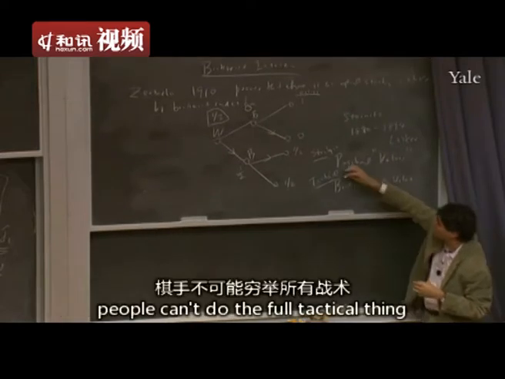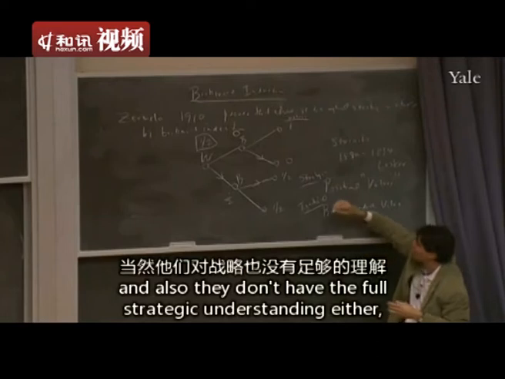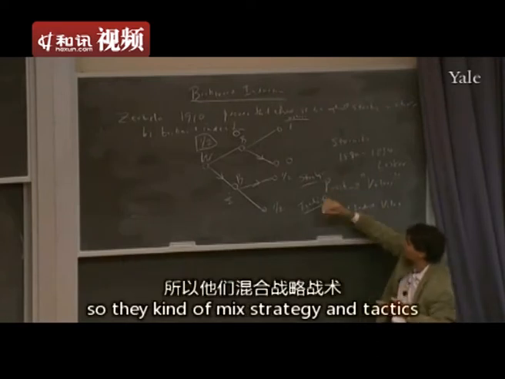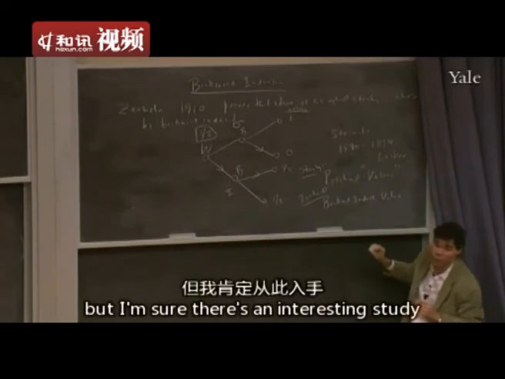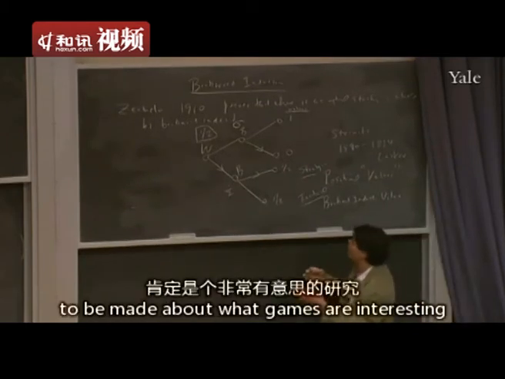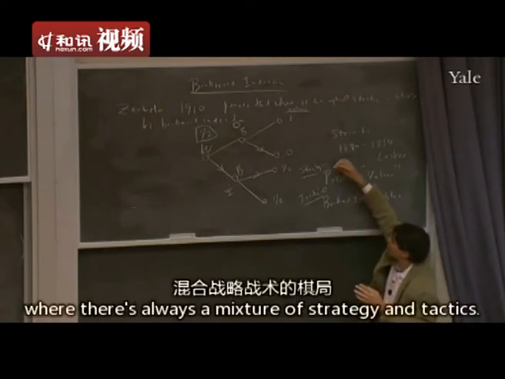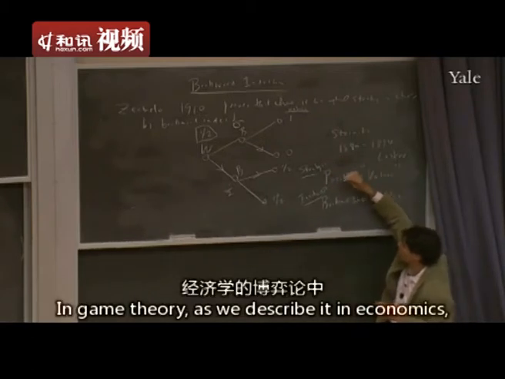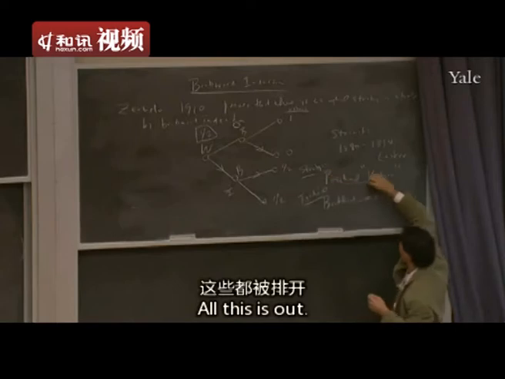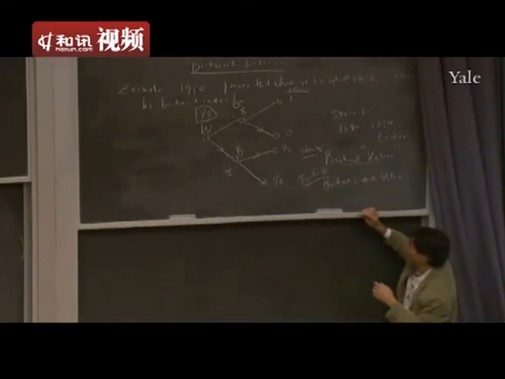Now, in fact, people can't do the full tactical thing, and also they don't have the full strategic understanding either. So they kind of mix strategy and tactics, and that's what makes the game interesting. No one has ever written this, but I'm sure there's an interesting study to be made about what games are interesting, and they must be the kinds of games where you can mix. There's always a mixture of strategy and tactics. In game theory, as we describe it in economics, there's no such thing as strategy. All this is out. It's all just backward induction, which is what I'm teaching you.